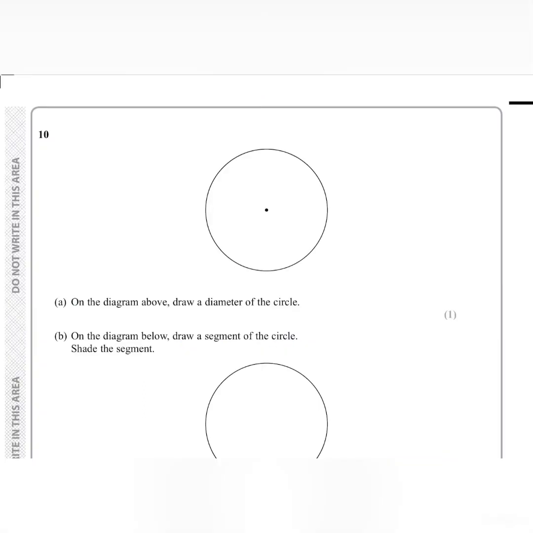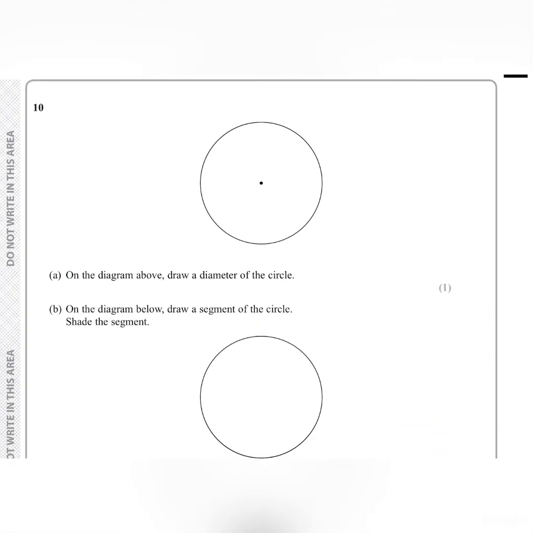Okay, so moving on to question number 10. It says, on the diagram above, draw a diameter of the circle. So a diameter is through the center from one edge of the circle to the other one. So if we can draw something like this using a ruler, so that will be the diameter of the circle.